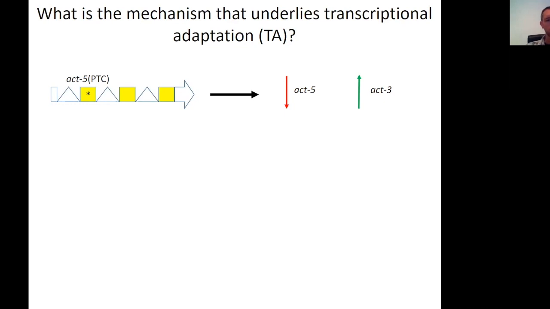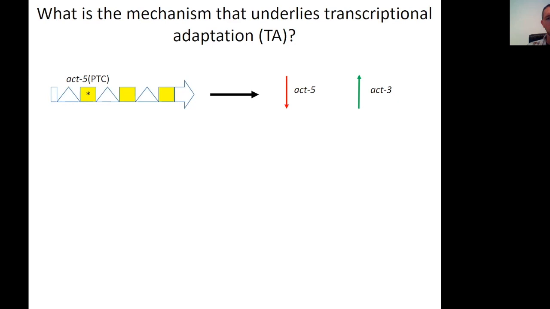Hi, I'm Jordan Welker, a postdoc in Didier Stainier's lab at the Max Planck Institute for Heart and Lung Research. I'm interested in understanding the mechanism that underlies transcriptional adaptation, and I'm using a transgenic approach in the model C. elegans to try and parse how this functions. So transcriptional adaptation is one of the mechanisms by which an organism maintains genetic robustness.